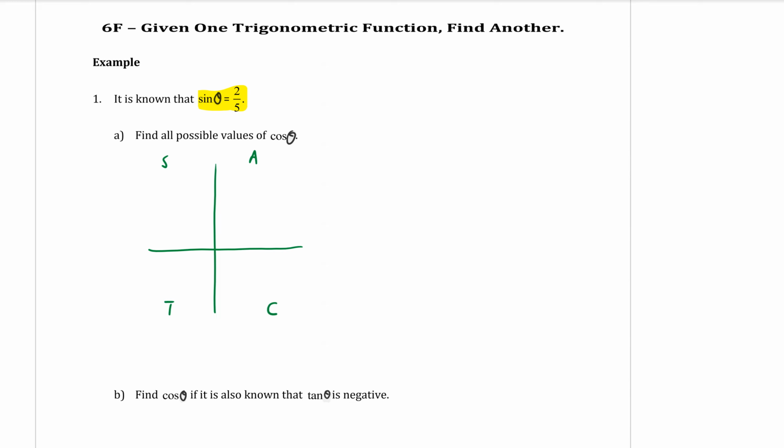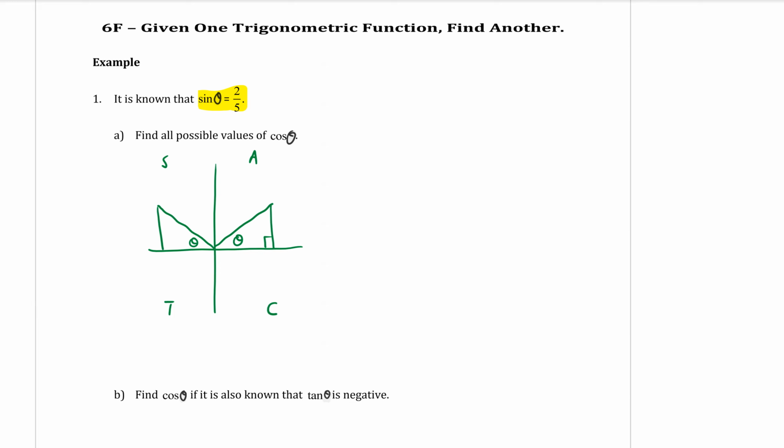we know that sine is positive because 2/5 is a positive fraction. Sine is positive in the first quadrant and the second quadrant. So theta could be here, or it could be an angle in this second quadrant over here. Now we're going to turn these into little right angle triangles.